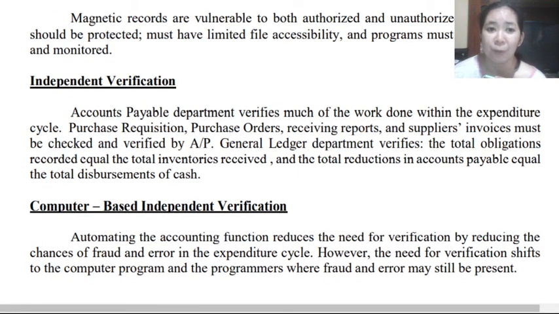Independent verification. The accounts payable department will verify much of the work done within the expenditure cycle. So the purchase requisition, purchase orders, receiving reports, and suppliers' invoice must be checked and verified. The general ledger department verifies the total obligations recorded, making sure that they equal the total inventories received, and the total reductions in accounts payable are also equal to the total disbursements of cash.